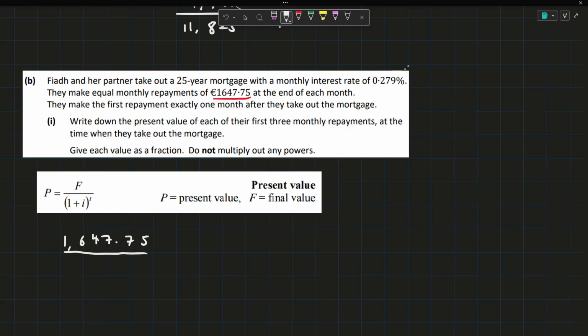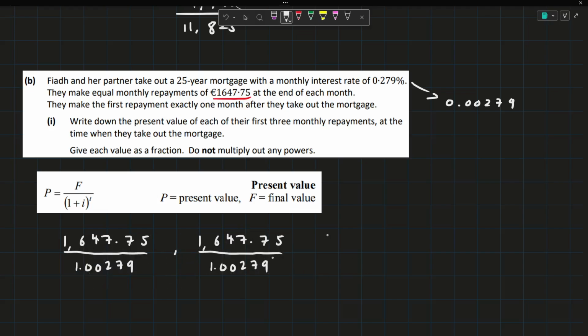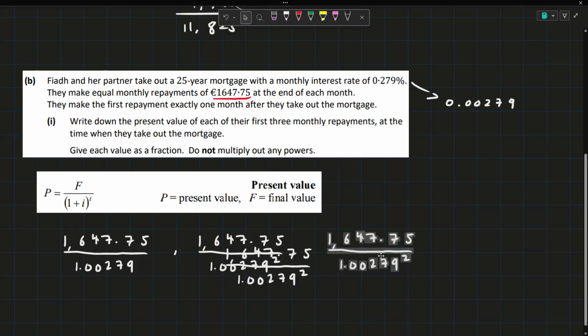We have 1 plus i, so it's important that the interest rate here, if you make that a decimal, will be 0.00279, because it's 0.279%. We divide that by 1 plus that number, so it'll be 1.00279. Because it's the first month, we put it to the power of 1, since t is 1. For the second month, it's the exact same thing, except t will be 2, so this denominator will be squared. For the third month, it's the same thing, except 3 months have passed, so that denominator will be cubed.